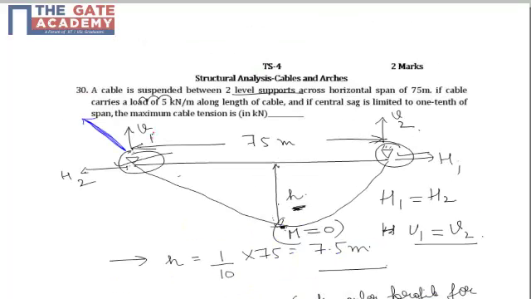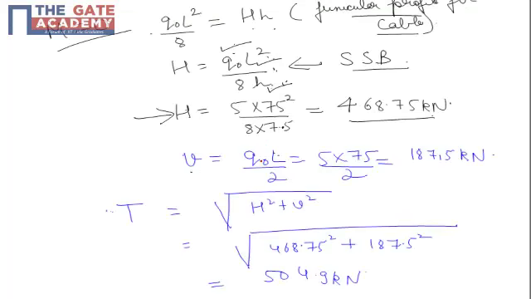And if we talk about V1, now V1 plus V2 has to be equal to q0 into L. Also we talked that V1 is equal to V2, that is V is equal to q0 L by 2. So what I have written here is V is equal to q0 L by 2, that is 5 into 75 by 2, which comes out as 187.5 kilonewton.